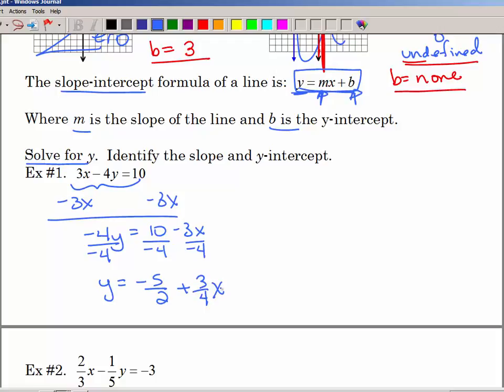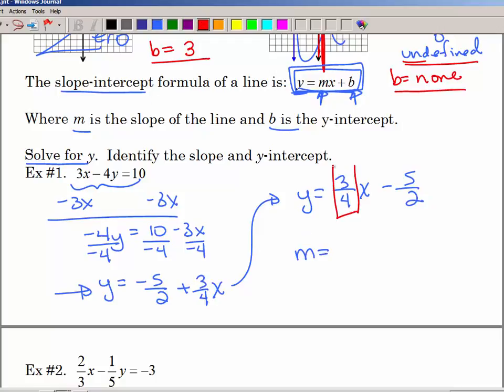Now that's not quite in this format because we have mx plus b, and here the x is second. We could leave it like that, but let's go ahead and turn it around. Y equals 3/4 x, it's positive, and then minus 5/2. So the slope is always the coefficient of x. It does not include x. The y-intercept is that other number, and in this case would be negative 5/2.